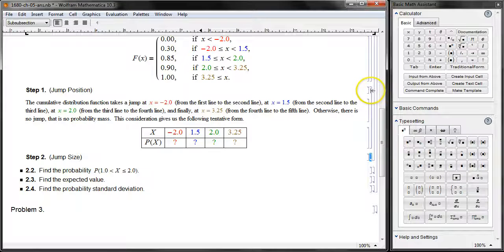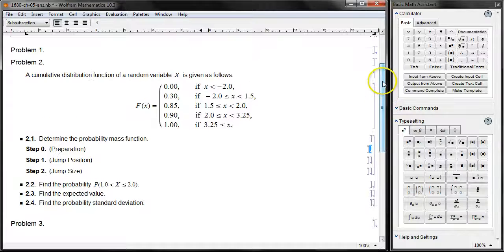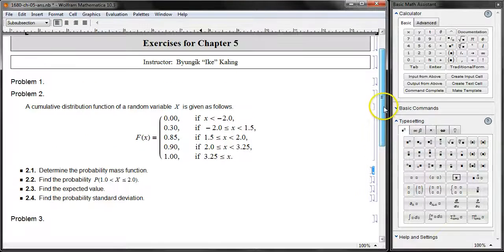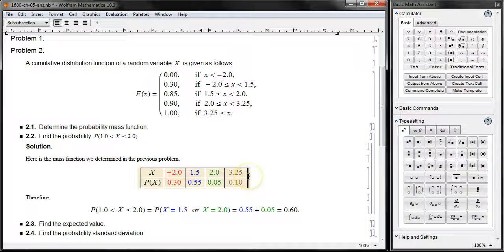Now, once you determine the mass function, the other sub-problems are easy to handle. Here we go. This is the mass function we just determined in the previous part, and we want the probability of x taking a value strictly greater than 1 and less than or equal to 2. So we are looking at these two possibilities. We add up these two, and we get this probability.